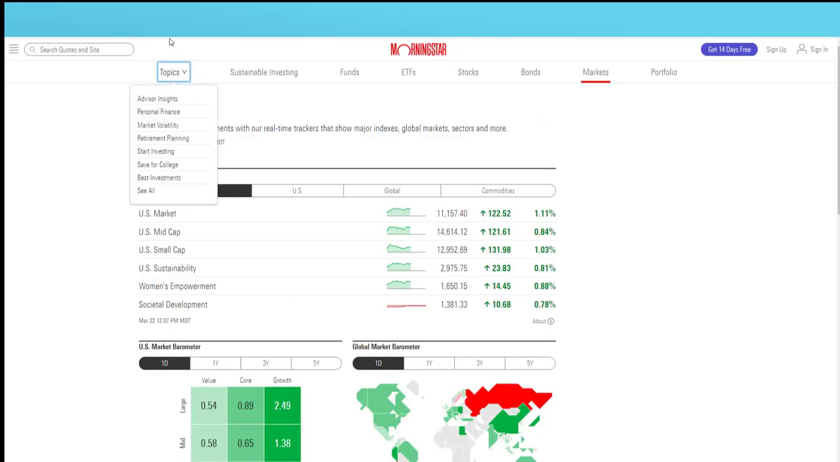Moving on, if we go to topics, we see that there are a lot of different topics that Morningstar addresses. We could go to sustainable investing, funds, ETFs, stocks, bonds. We could even look at our own portfolio if we wanted to create one.